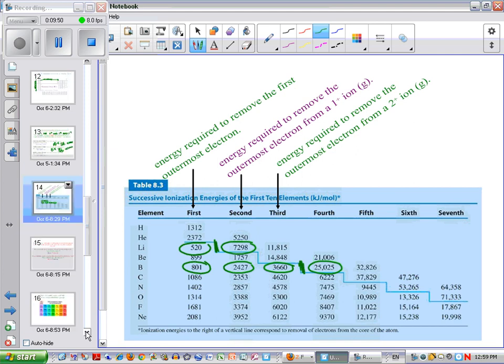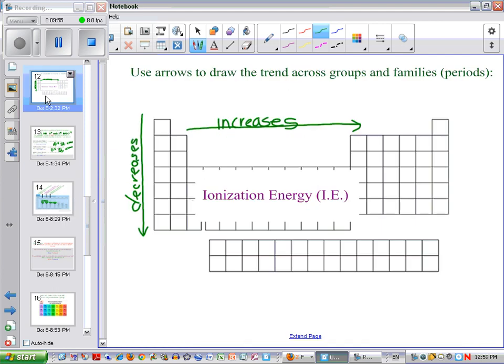Ooh, how do we feel about ionization energy? That's like the hardest one. You just got through it. Okay, and you all know the general trend, decreasing, increasing.